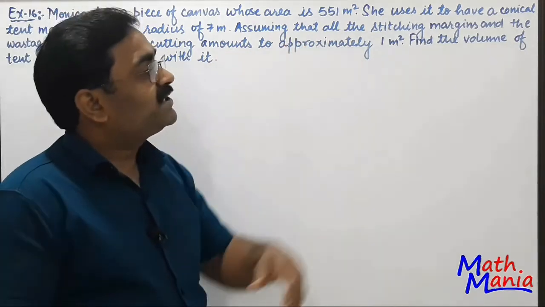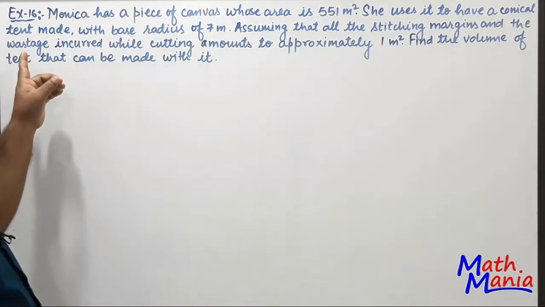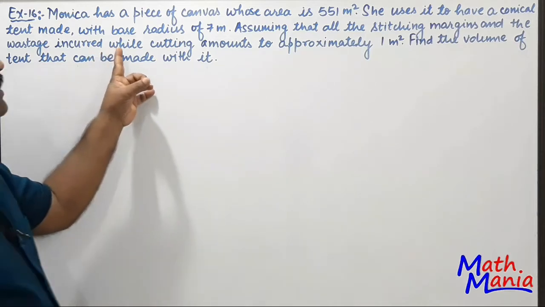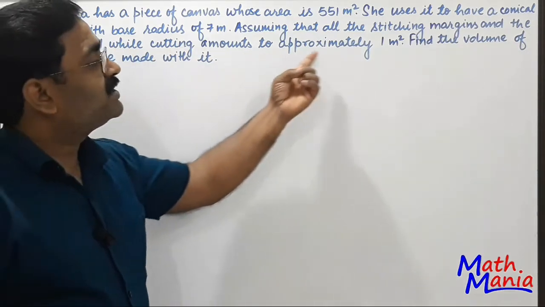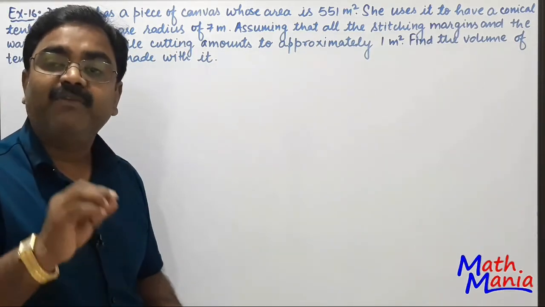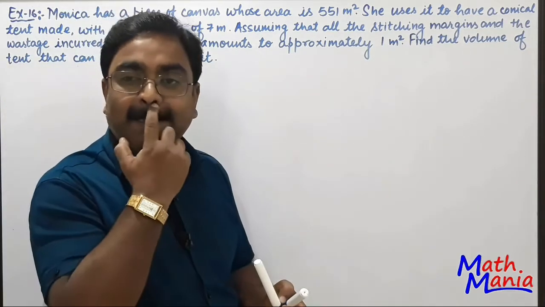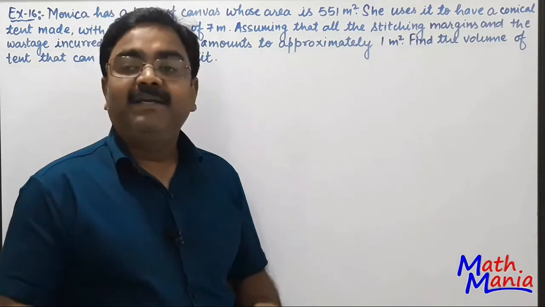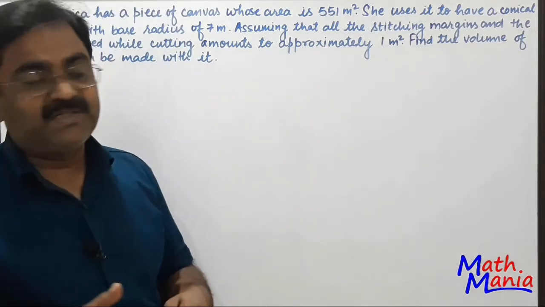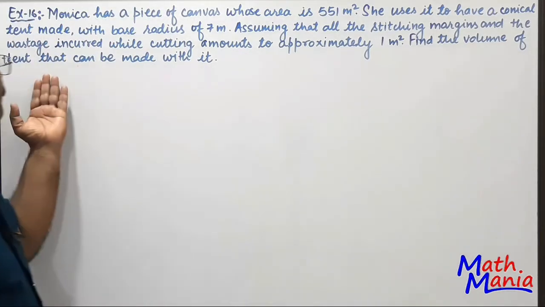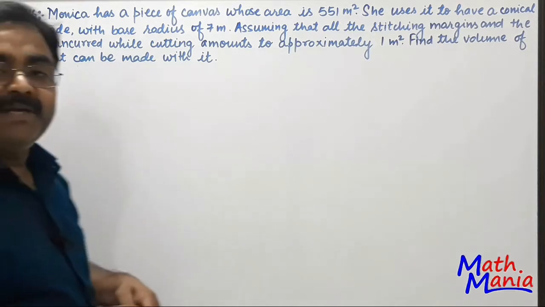Assuming that all the stitching margins and the wastage incurred while cutting amount to approximately 1 meter square, means when cutting or stitching is done, 1 meter square is used for wastage. Find the volume of the tent that can be made with it.